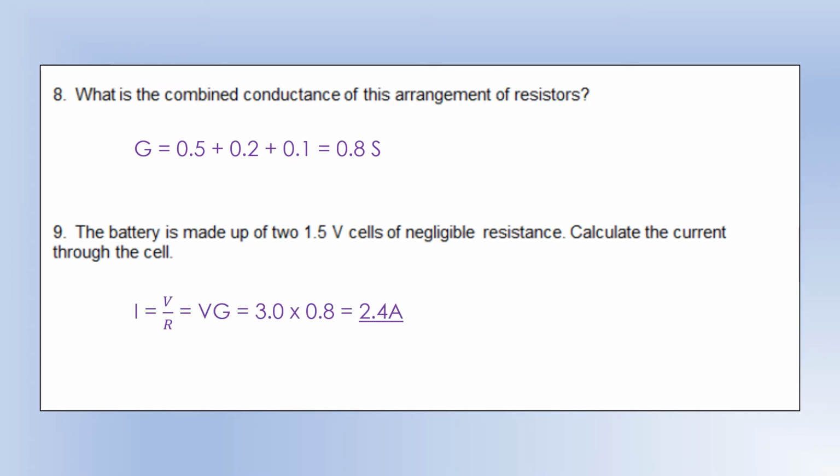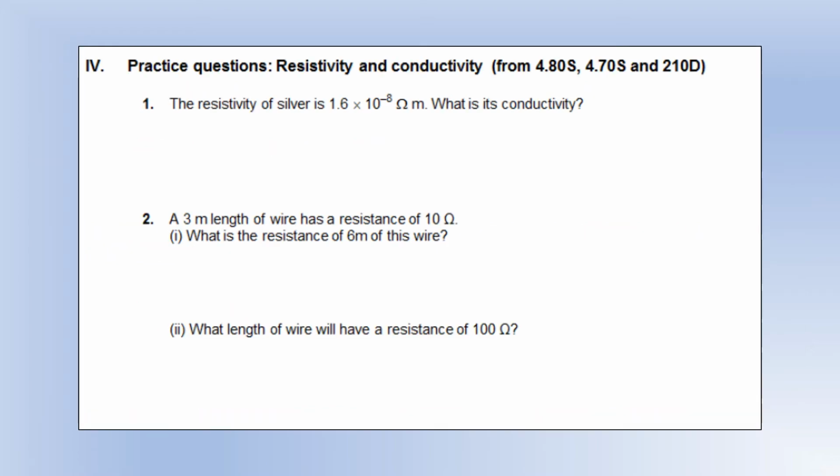Okay, so the equation we're used to is R equals V over I, which we can write as I equals V over R. 1 over R is equal to conductance, so we can rewrite this as I equals VG. And then we know the value of potential difference, because it's 2 times 1.5. We know that the conductance is 0.8, and that gives us our value.